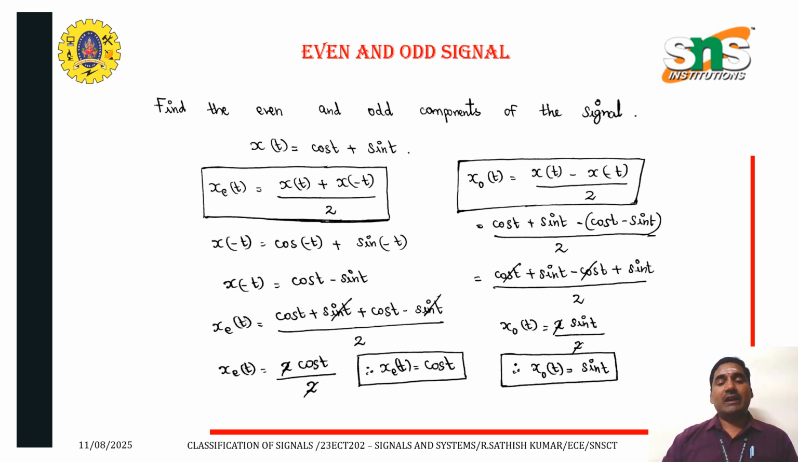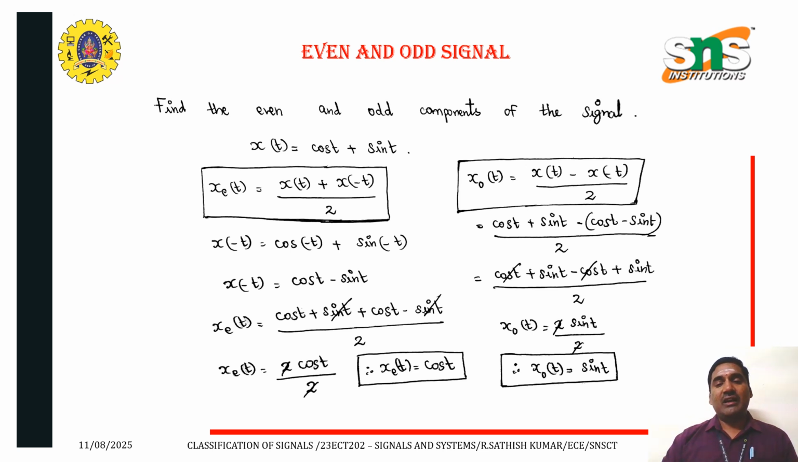Now find the even and odd components of the continuous time signal x(t) = cos t + sin t. First we find the even signal. x_even(t) = [x(t) + x(-t)] / 2. Therefore x(t) is already given. x(-t) = cos(-t), which is nothing but cos t, plus sin(-t), which is -sin t. Now we add x(t) plus x(-t). We get x_even(t) = 2 cos t / 2. The 2 gets cancelled. x_even(t) = cos t.